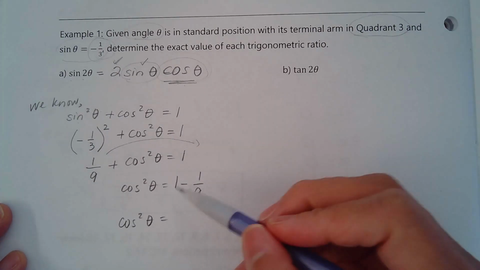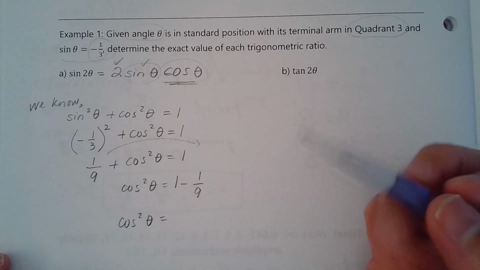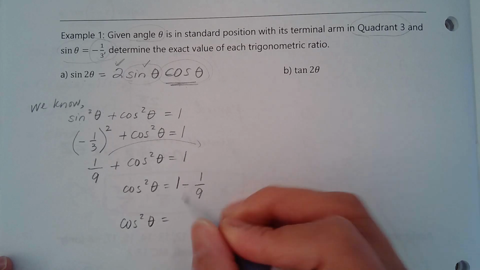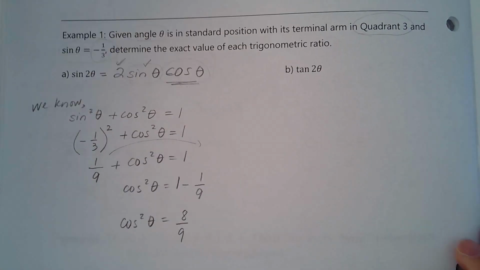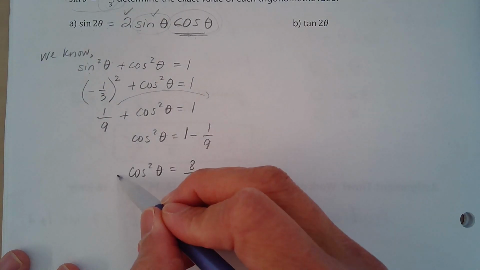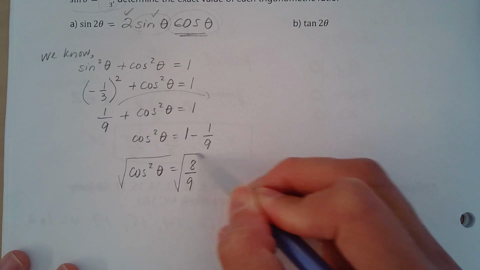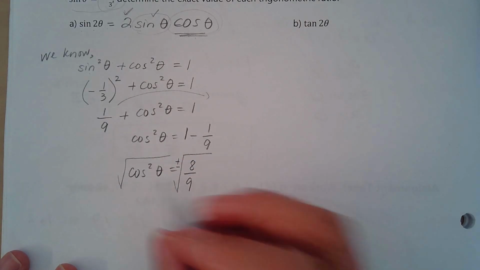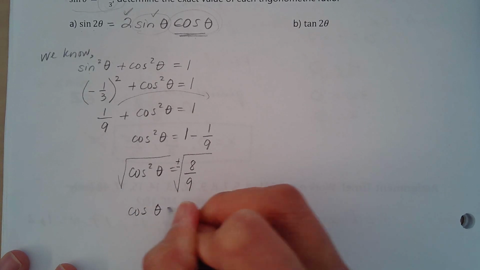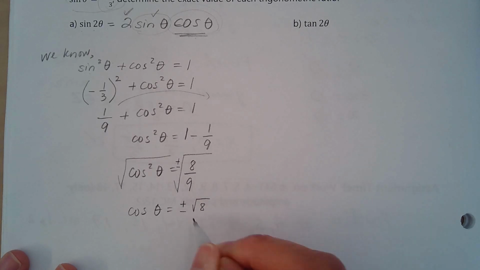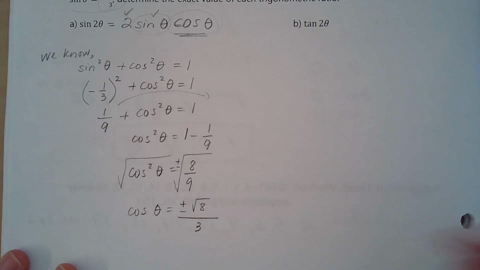Okay. When we subtract this, we need to have the same denominator. So this 1 can be 9/9 minus 1/9. So it's 8/9. Okay. So the last thing that we're going to do is take the square root. But when we take the square root, there is a plus and minus component, right? So cos theta equals plus or minus root of 8 over 3.